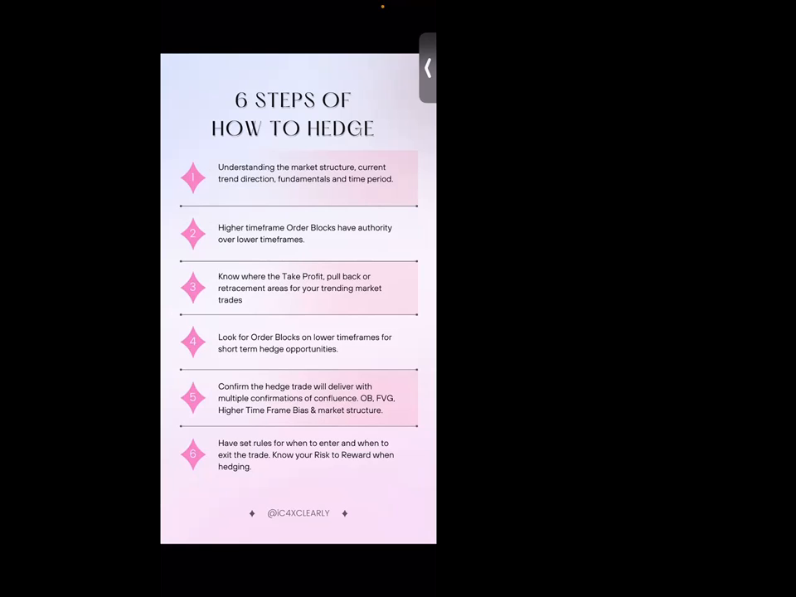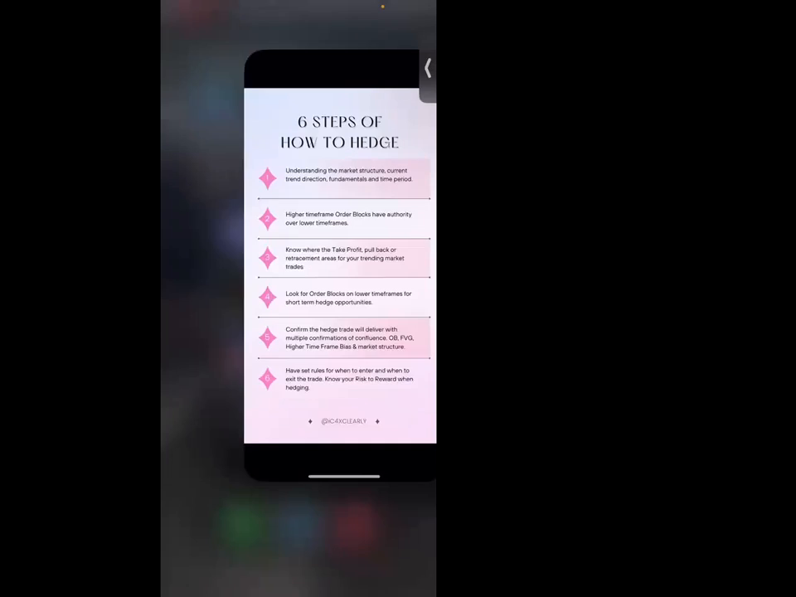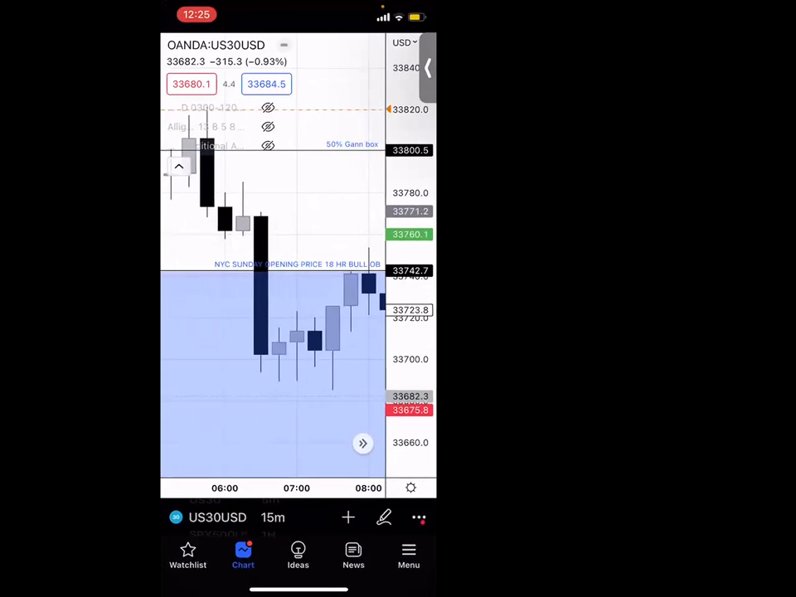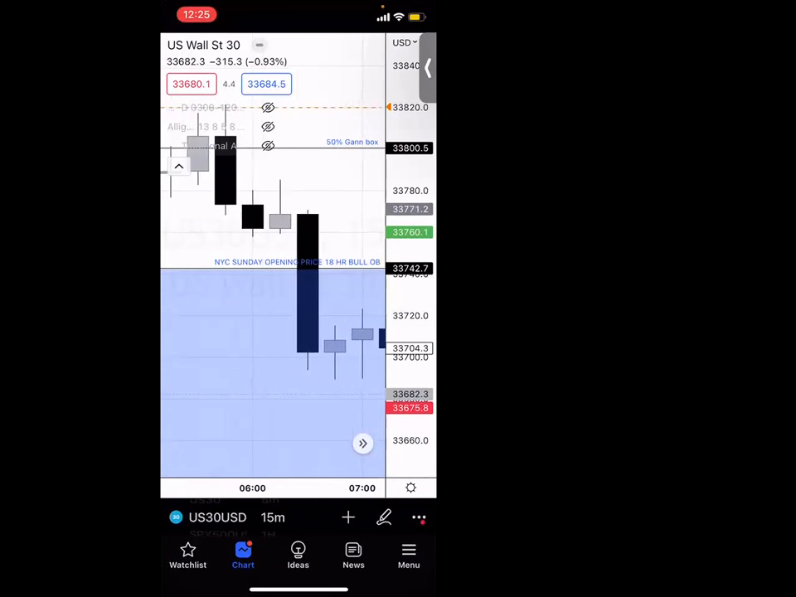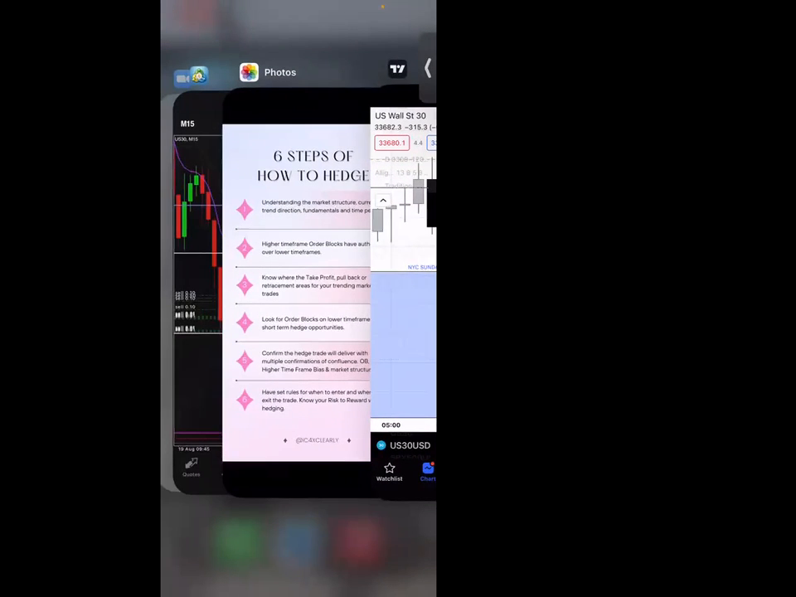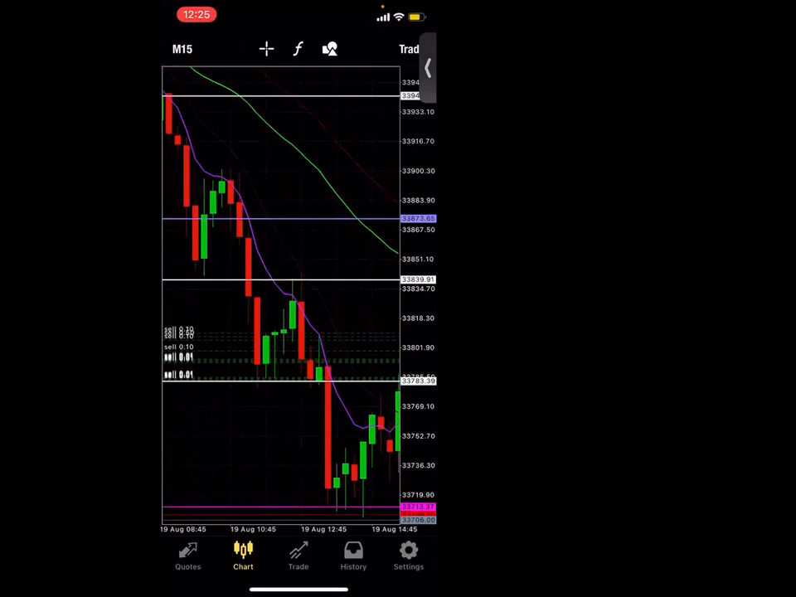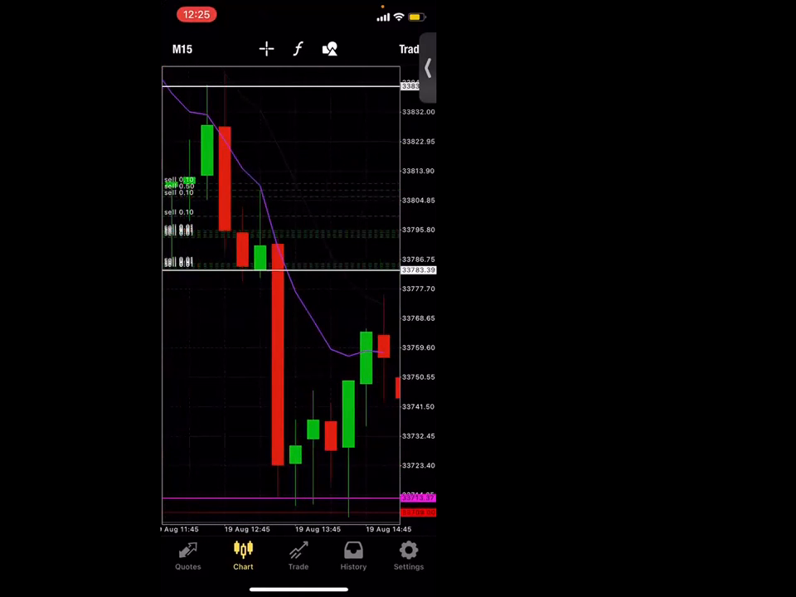Know where to take profit, pullback, or retracement areas for your trending market trades. So like I said, know where your take profit areas are. I knew that my take profit area was this pink line. That is my 4-hour bullish order block. That's my take profit area.